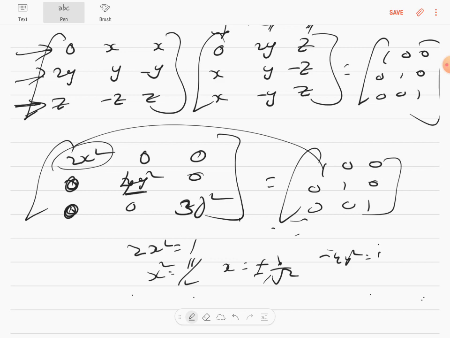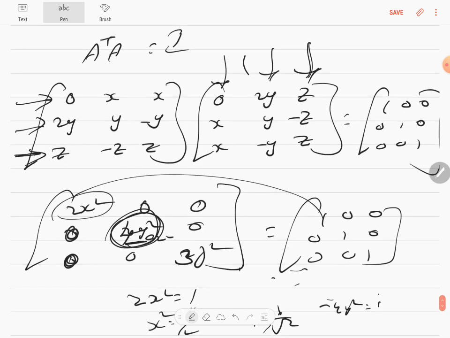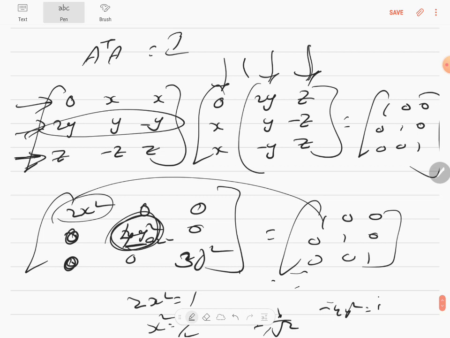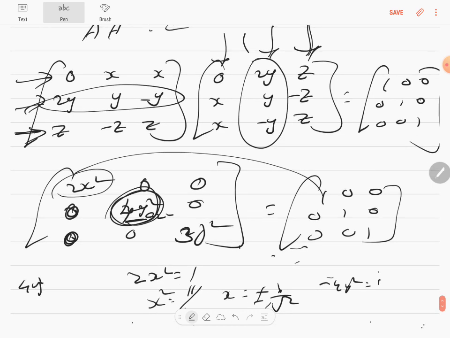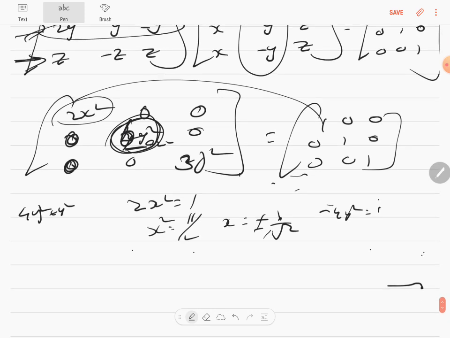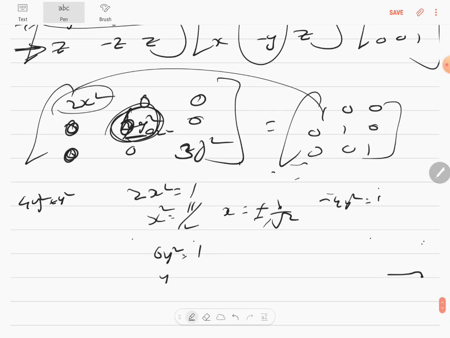So this is the sixth question, chapter 3, Miscellaneous. This is where it's wrong: second row, second column. What is the mistake I've done? It's 4y square plus y square plus y square, 6y square. Sorry guys. Therefore 6y square is equal to 1, y square is equal to 1 by 6, y is equal to plus or minus 1 by root 6. Please make sure you're correcting this. Okay, so that's about it.